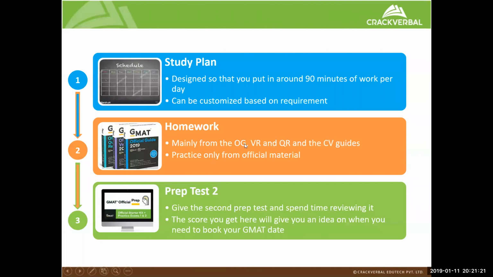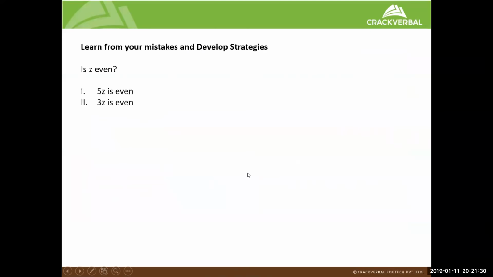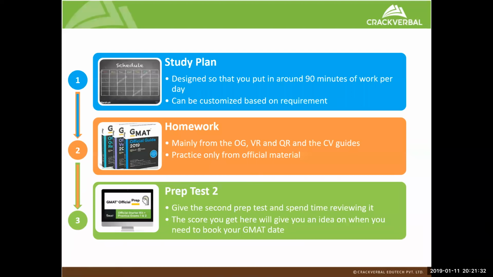Homework, like I said, you have questions on the OG. Stick to the OG, right? Then go to VR and QR. Practice from only official material. And then finally, I would say take practice tests too, right? So I summarized things a little in the previous slide itself.